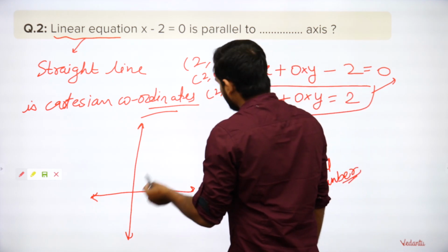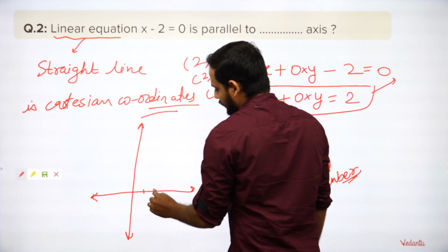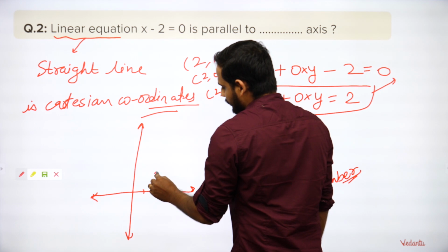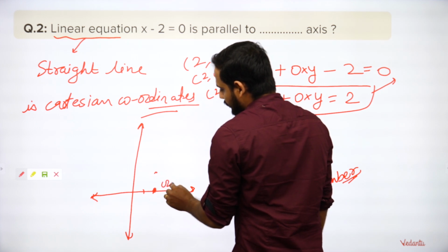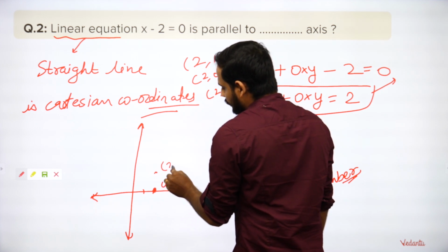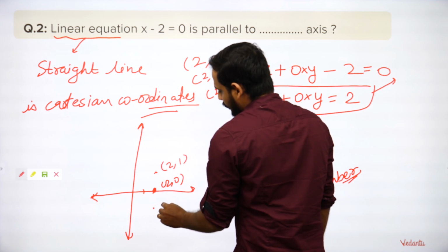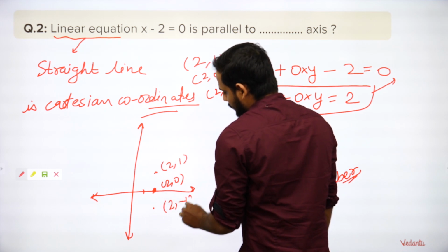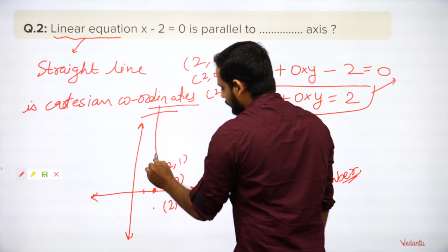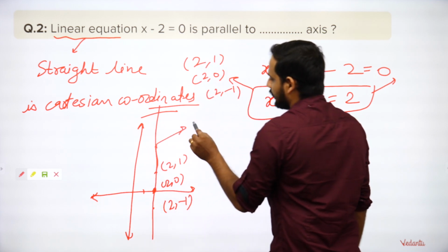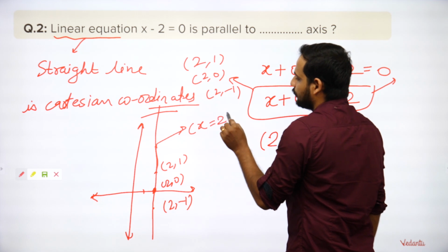So where is x equal to 2? x equal to 2 is here. Okay, now put y equal to 1 somewhere here. This is the point 2 comma 0. This is the point 2 comma 1. And this is the point 2 comma minus 1. So if you join them, you will see this is the line for x equal to 2.